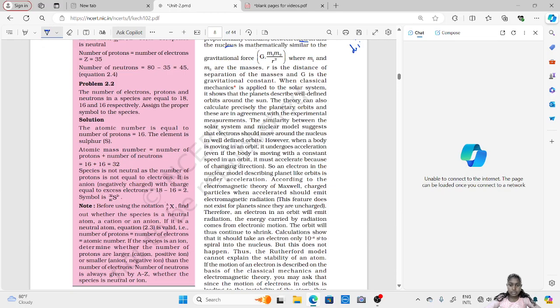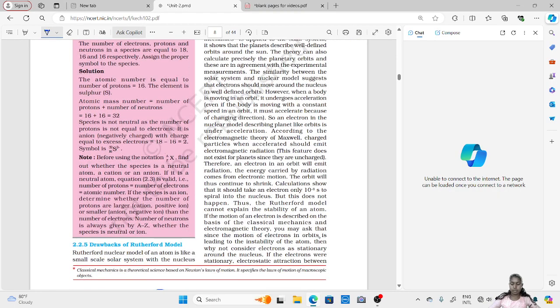This feature does not exist for planets since they are uncharged. So planets won't be affected. If they move in an orbit, there won't be any electromagnetic radiation because they don't carry charge. But electrons carry charge, a negative charge. Whenever a charged particle moves in an orbit, it produces acceleration. It will move in an accelerated way, right? So according to Maxwell, it should emit electromagnetic radiation. Therefore, an electron in an orbit will emit radiation.